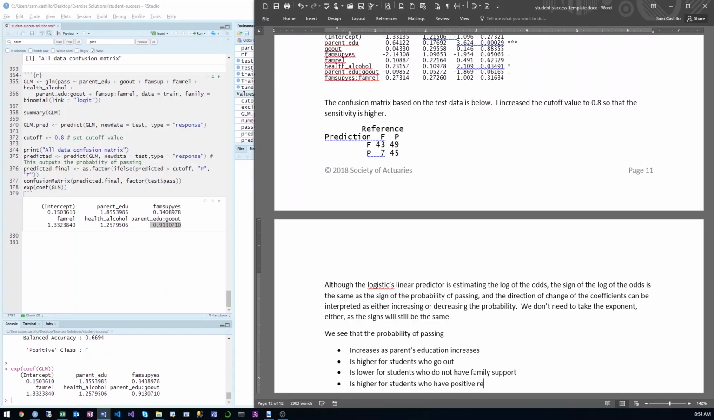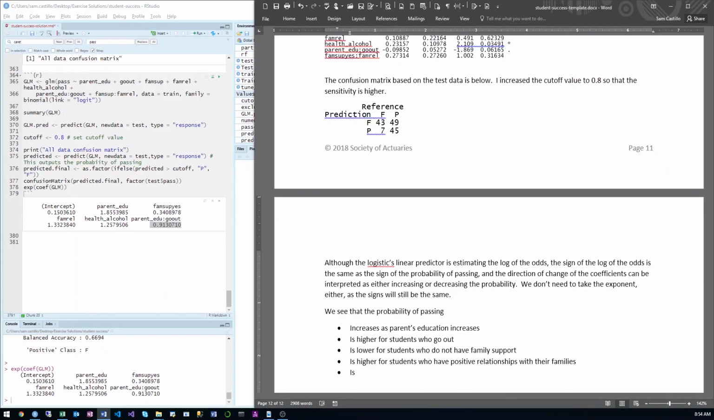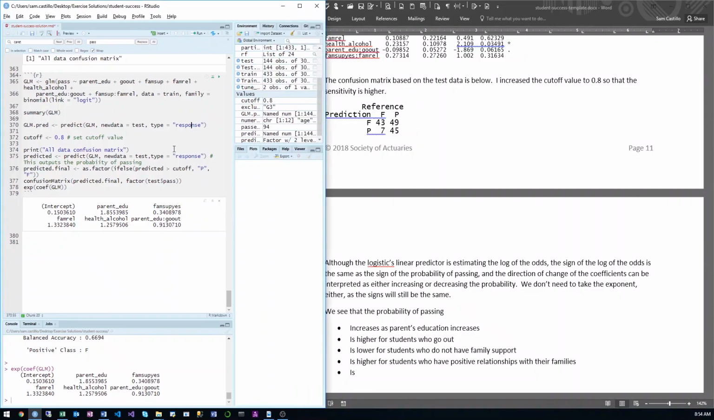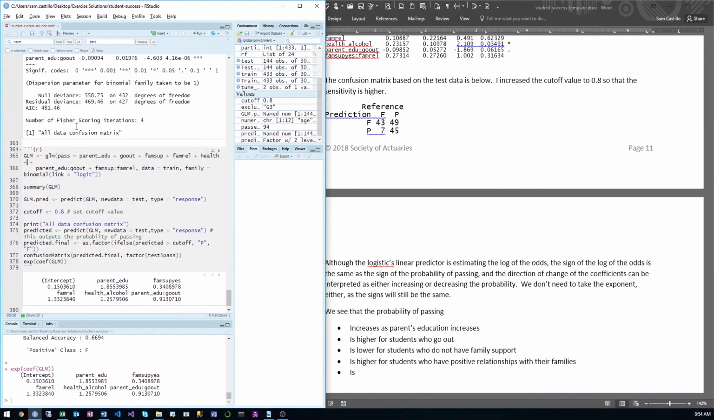positive relationships with their families. Now this health alcohol variable I don't really like because it's not interpretable. And so yes, this is late in the game, so to speak. That doesn't mean that I can't change it. So I'm going to go back and I'm going to separate this.